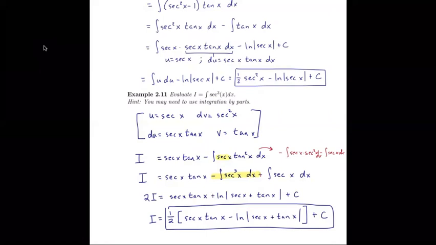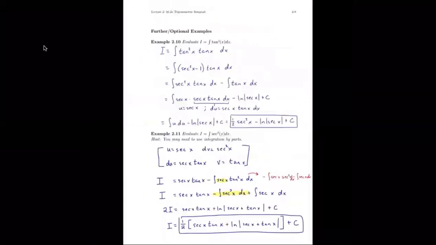We've added I, this term, to both sides. So we have 2I on the left. And now to solve for I, we just divide by 2 and multiply by 1/2, and we arrive at the answer we have down here at the bottom. It's a good thing we caught that sign error, that plus or minus sign error. So good. That is the last of the tangent and secant examples.